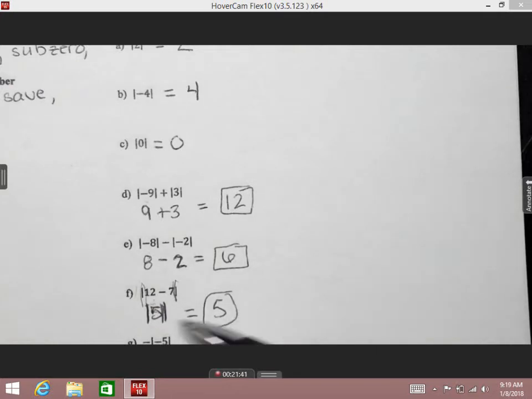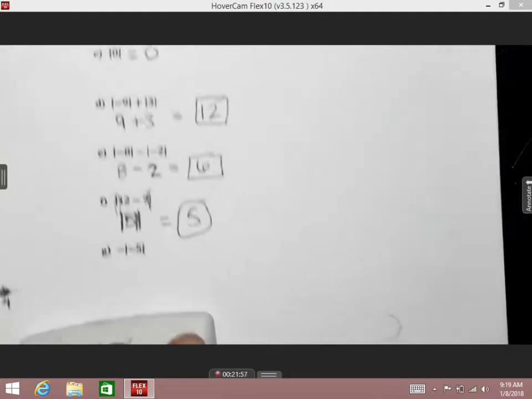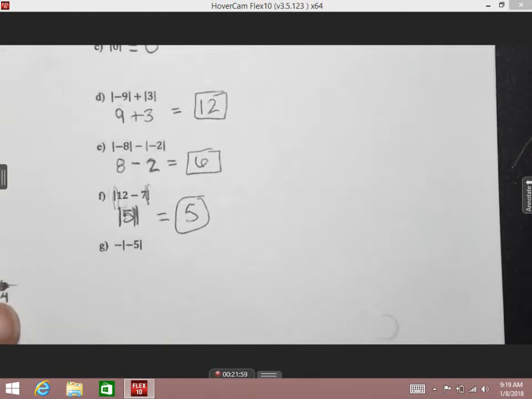It doesn't seem like anything is happening in this step. I want you to be aware later on this could be a negative. And then would it change? Yes. So keep the bars there until you're ready to take the single number out by itself. Okay?